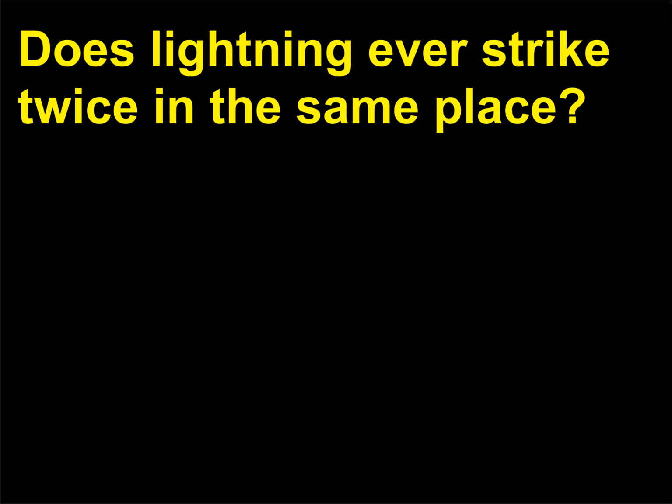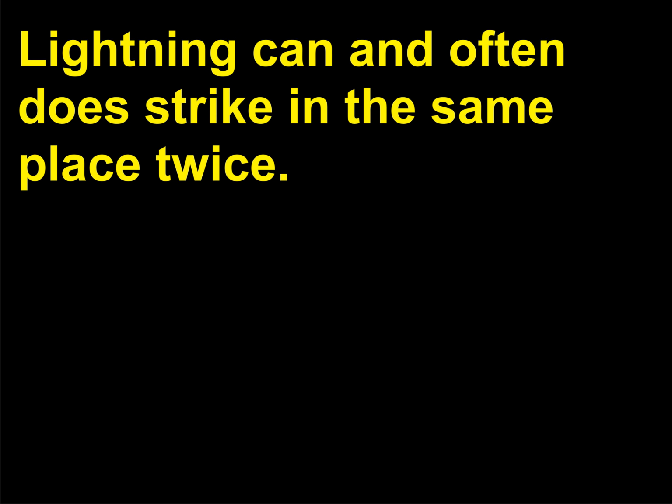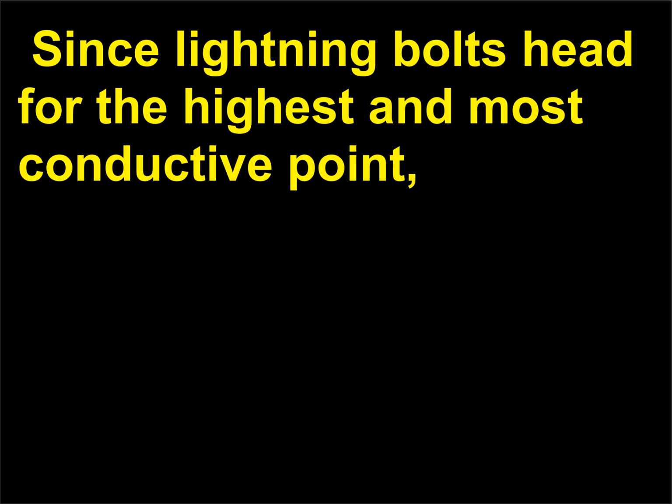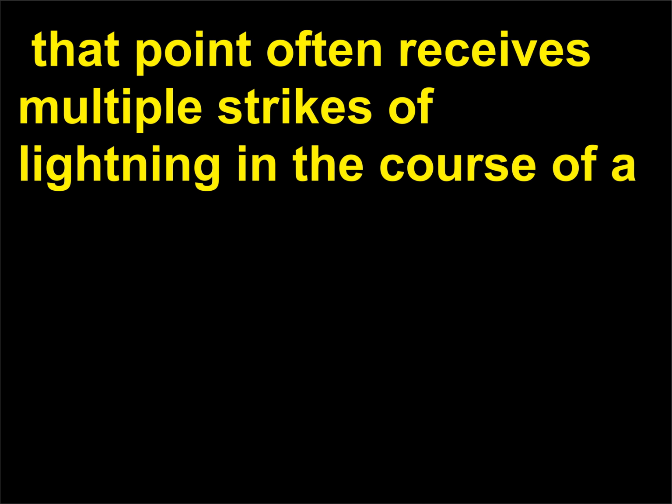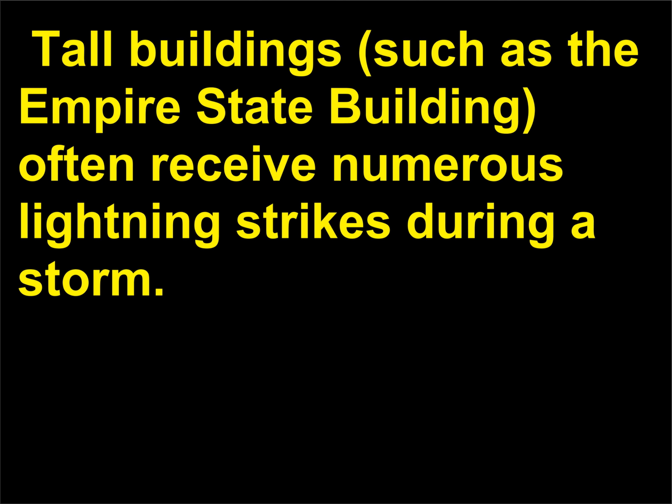Does lightning ever strike twice in the same place? Lightning can and often does strike in the same place twice. Since lightning bolts head for the highest and most conductive point, that point often receives multiple strikes of lightning in the course of a storm, so stay away from something that has already been struck by lightning. Tall buildings, such as the Empire State Building, often receive numerous lightning strikes during a storm.